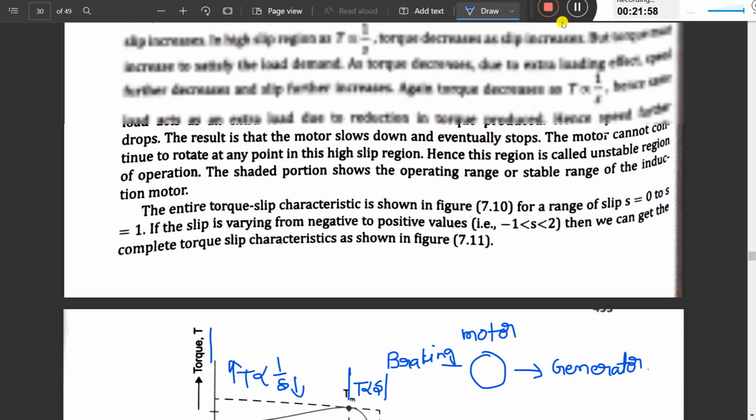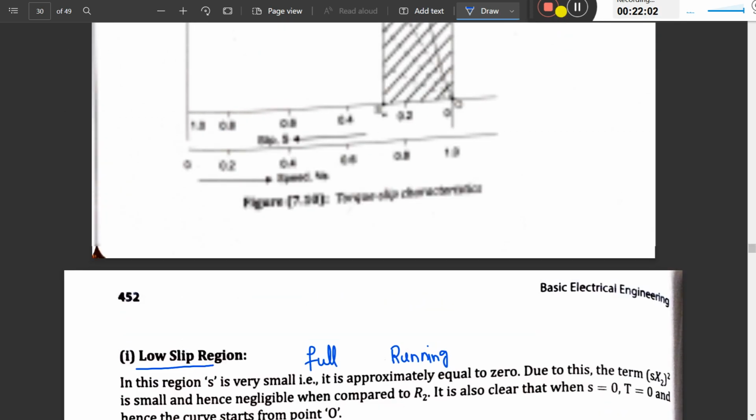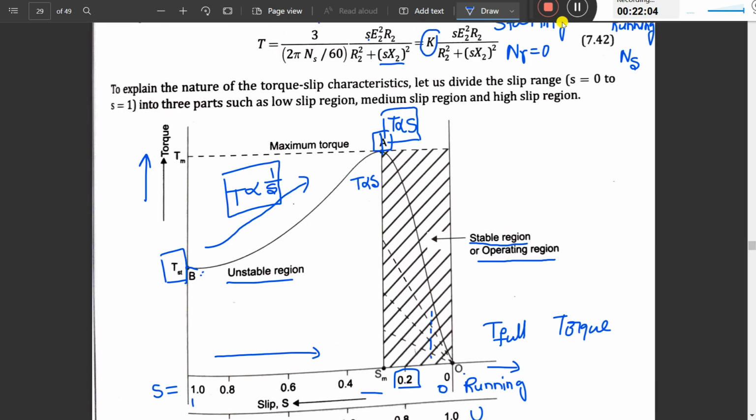In your exam, you have to draw these two graphs. Torque slip characteristics, you should draw these two diagrams.